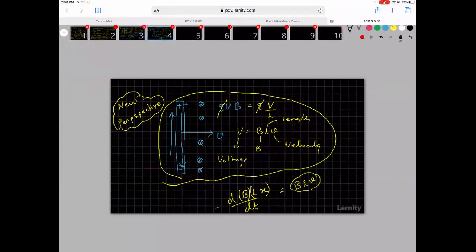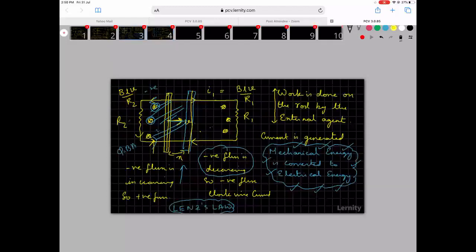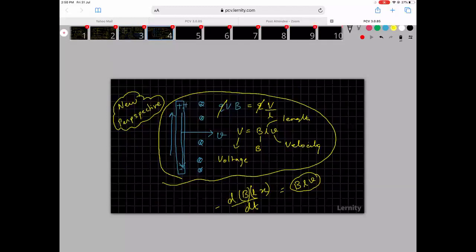Now, Lenz told us that the nature of the induced EMF is such that it tends to oppose its cause. So we are just trying to find out where it is. We are not bothered about plus or minus, no issues. We just want to understand how to apply Lenz's law and Faraday's law. This is actually nothing different from chapter number 4. It's just a continuation of chapter number 4.